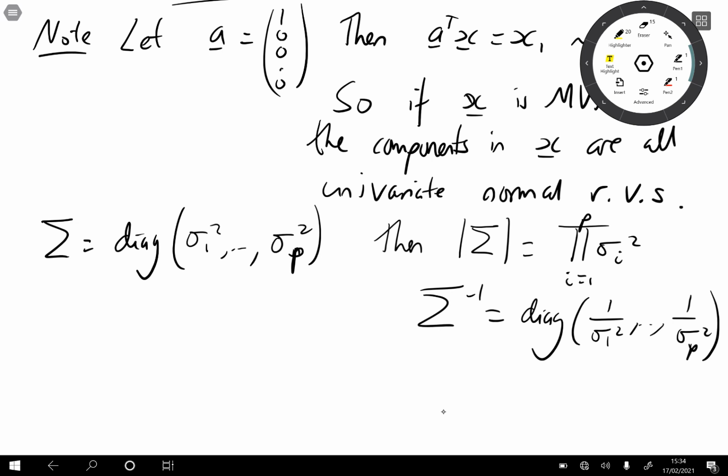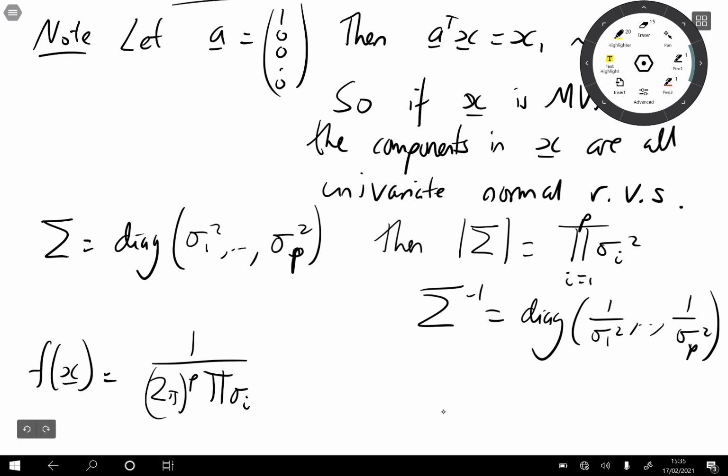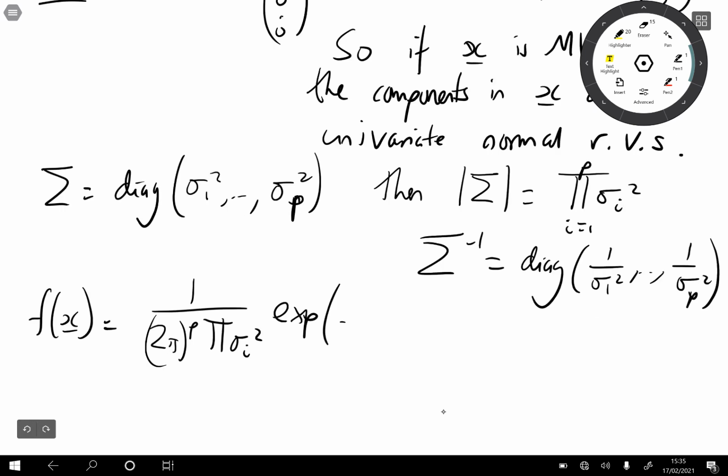And the density in this case is going to simplify. We're going to have the density of x. Well, we said it's 1 over 2 pi times sigma squared. So if we multiply sigma by 2 pi, we're going to get 2 pi to the factor p here, times the product of the sigma I squared times e to the minus a half x minus mu transpose sigma inverse x minus mu.